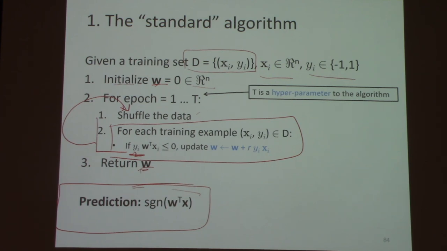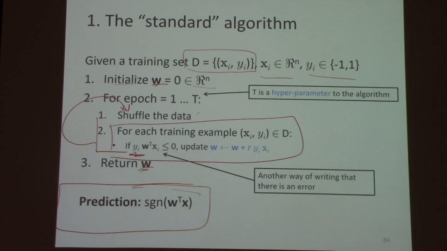So now we've introduced a new hyperparameter. In addition to the learning rate, which was always there, you have now T, the number of epochs that you run. And how do you pick T? The answer is cross-validation. You try 1, 2, 5, 10, 20, 200, 2000, whatever, and you pick that number by cross-validation.